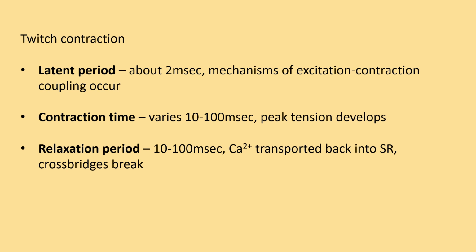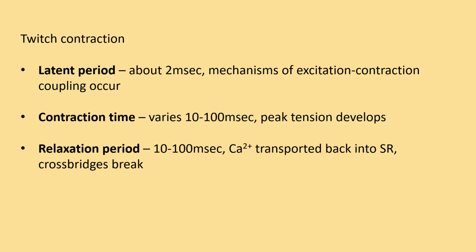These are the 3 phases of a twitch contraction. A twitch contraction begins with the latent period where there is no increase in muscle tension. It lasts for about 2 milliseconds, and that's the time required for calcium to be released from the sarcoplasmic reticulum. Calcium binds to troponin. The contraction cycle begins. And so that is the mechanism of excitation-contraction coupling.